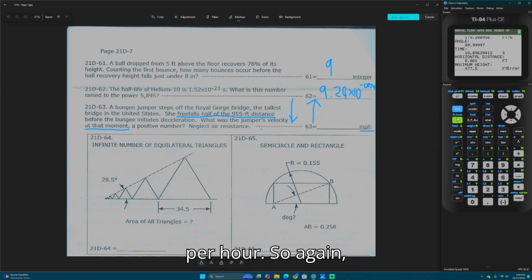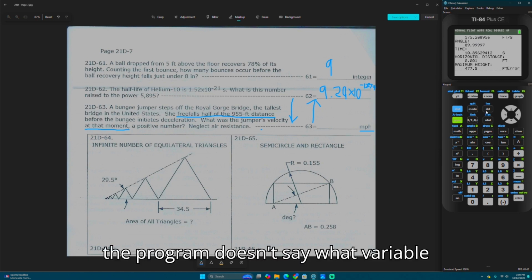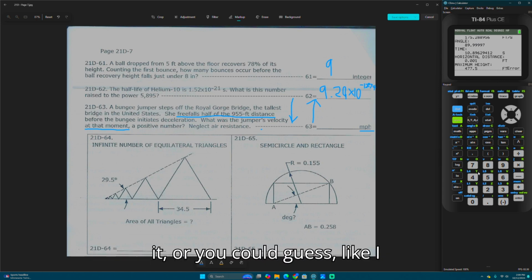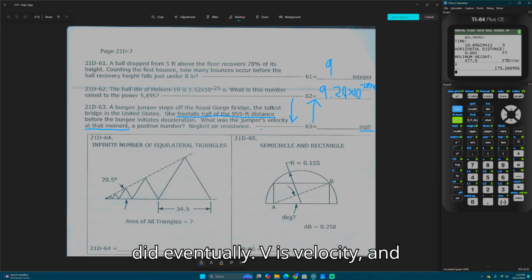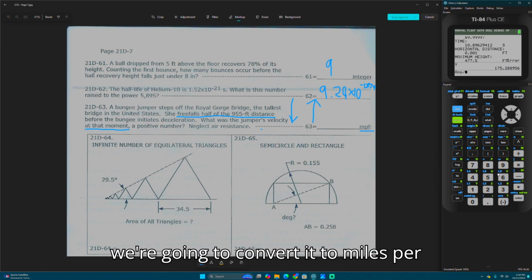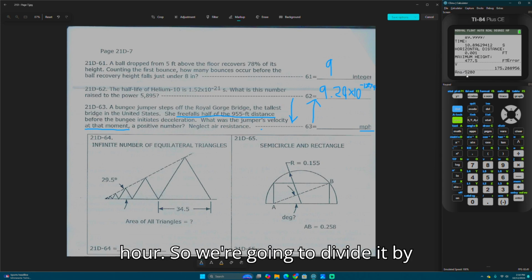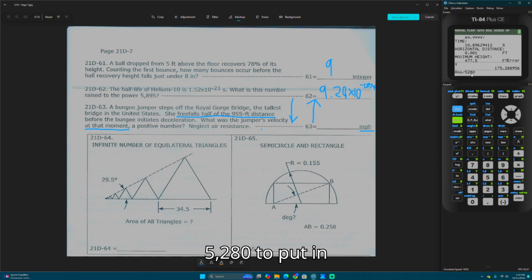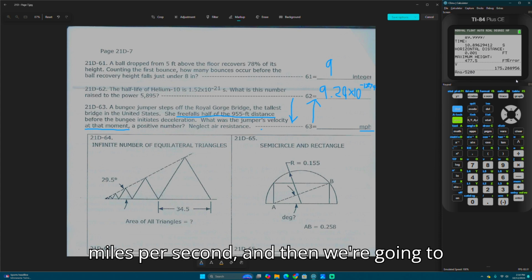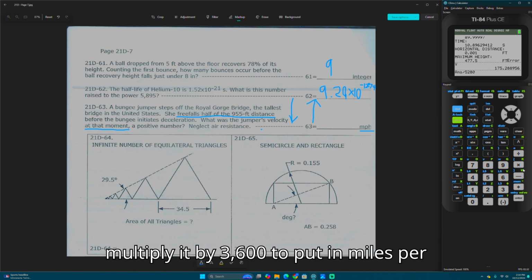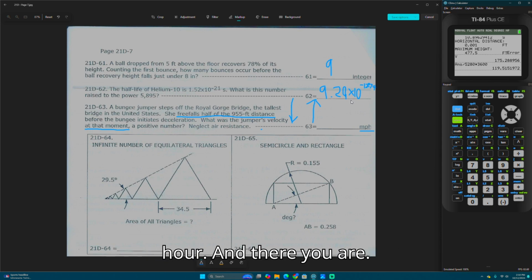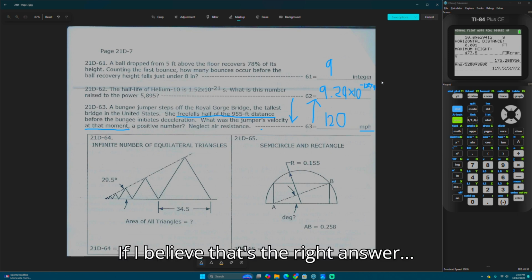So again, the program doesn't say what variable it's stored under, so you could memorize it, or you could guess, like I did eventually. V is velocity, and we're going to convert it to miles per hour. So we're going to divide it by 5,280 to put it in miles per second, and then multiply by 3,600 to put it in miles per hour. And there you are, 120. I believe that's the right answer.